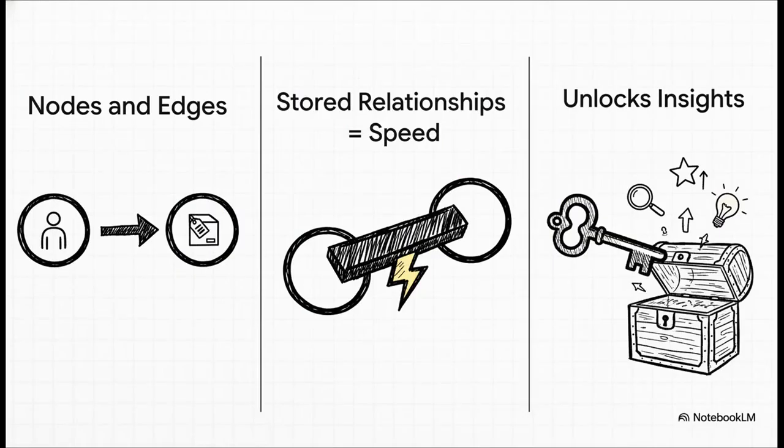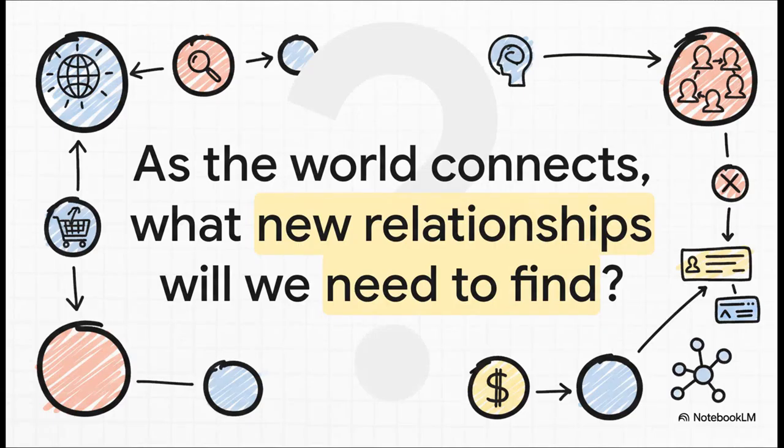So if you only remember 3 things from all this, make it these. 1. Graph databases see the world as nodes and edges, the things and the relationships between them. 2. They're so fast because those relationships are stored directly. And 3. This is what lets them unlock incredible insights in everything from catching criminals to recommending your next favorite movie.